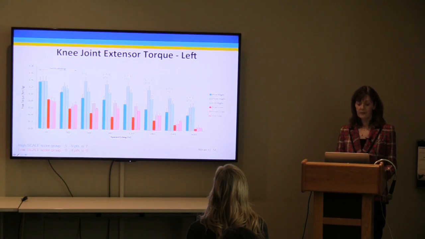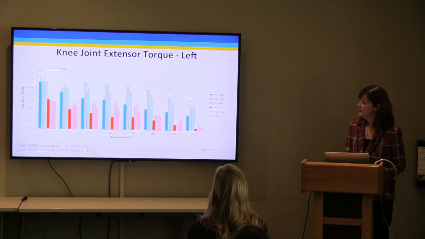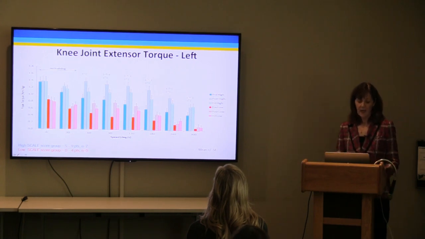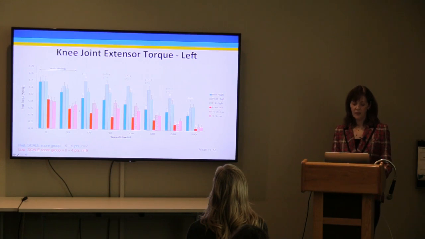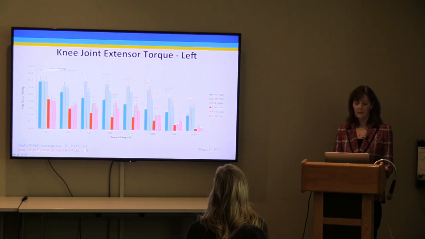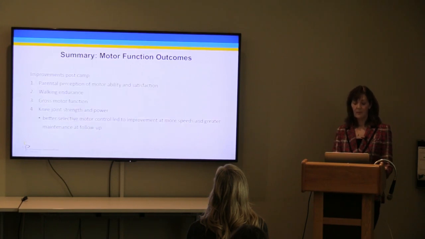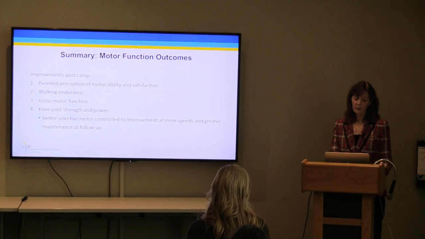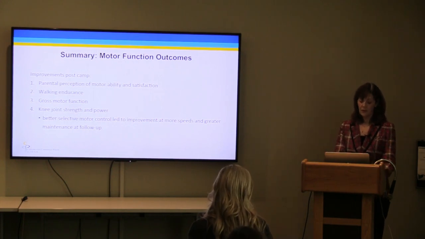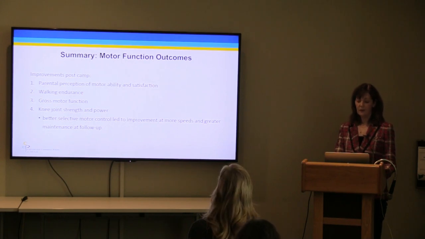When we looked at the low scale score groups, the first thing that's very apparent, they're in red, is they can't produce nearly as much torque, can they, at their knee? And when we look at their changes pre-post, we saw fewer changes, but again, they can't produce so much torque up here to begin with. And then we saw fewer areas where they maintained. So in summary, for our motor function outcomes, we saw improvements in parental perception, walking endurance, gross motor function, and knee joint strength and power. And better selective motor control led to improvement at more speeds and greater maintenance at follow-up.